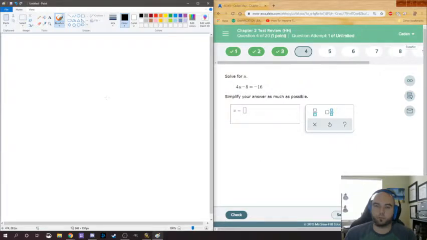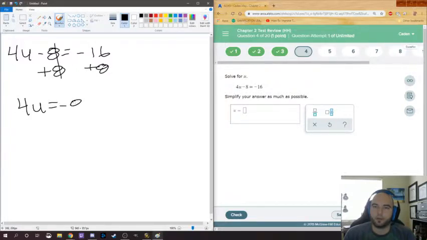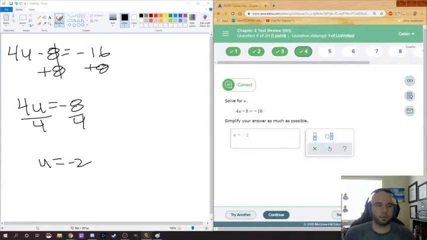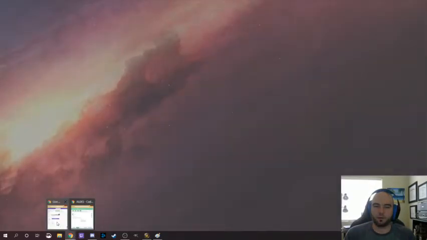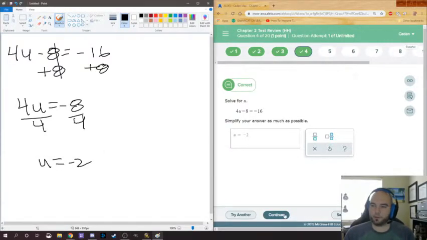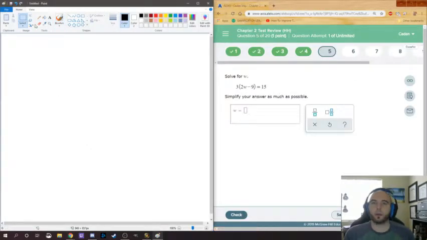Okay, another one. So 4u minus 8 equals negative 16. So I'm going to add 8 to both sides. I'm going to get 4u equals negative 8, because negative 16 plus 8 is negative 8. Divide by 4, and u equals negative 2. Easy peasy, right? I hope so. Hopefully you're able to get that much.